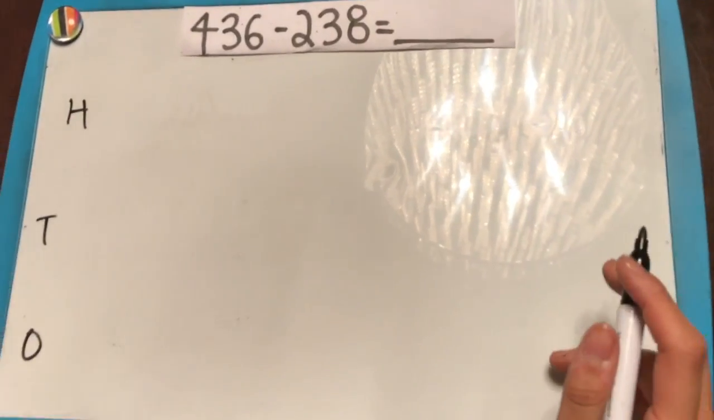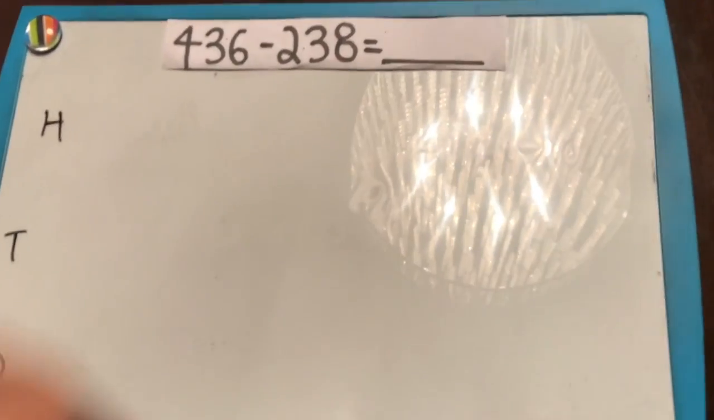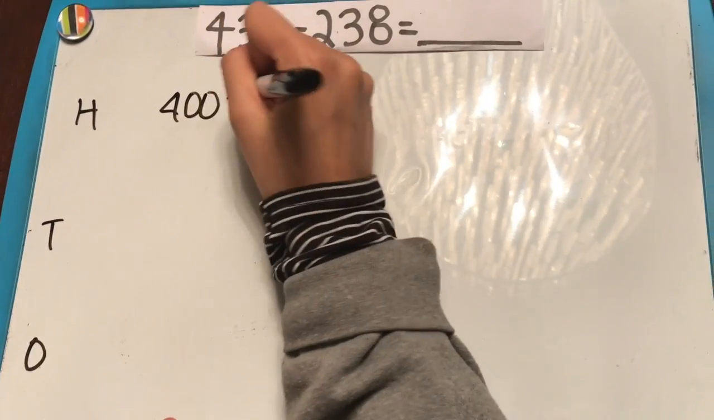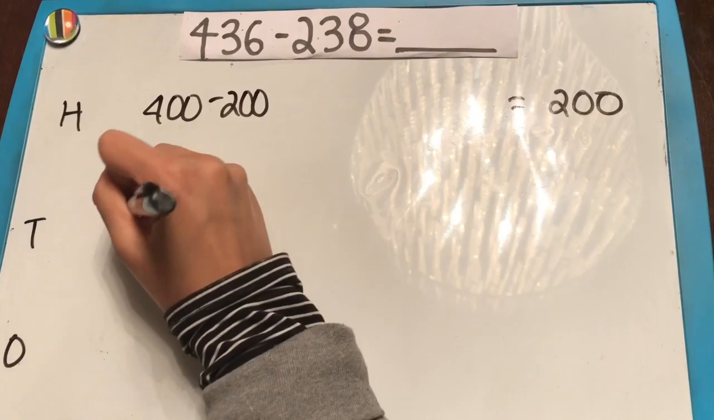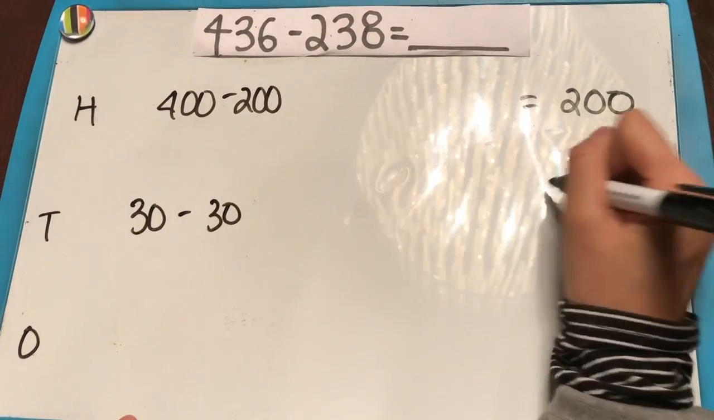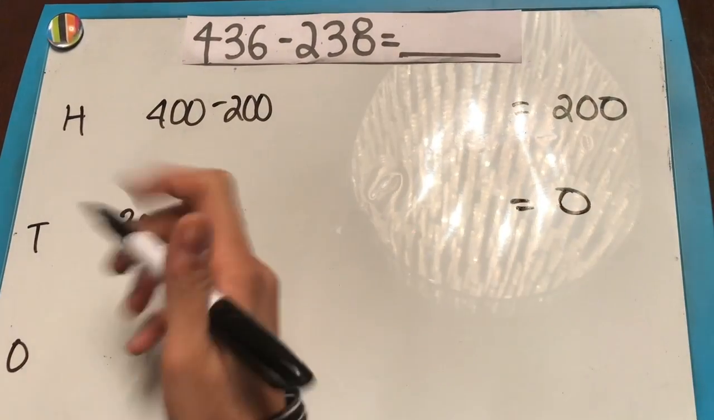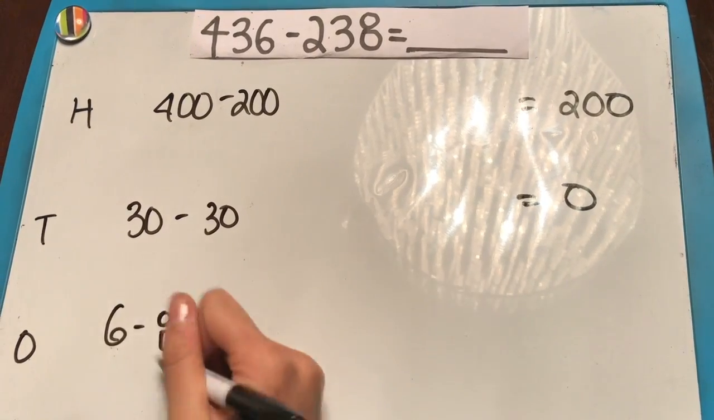This is my symbolic representation. To begin, I'm going to start from the hundreds place and subtract 200 from 400 to receive a difference of 200. In the tens place, I will subtract 30 from 30 to receive a difference of 0.